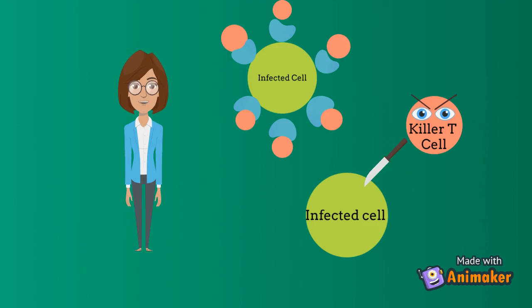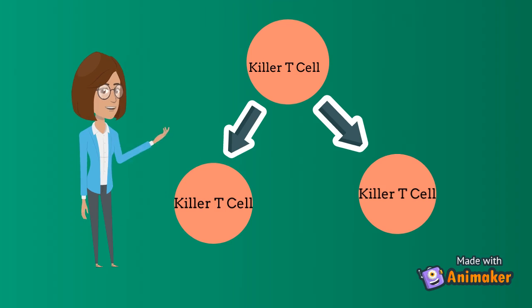The activated killer T cells receive the signals from the helper T cell and then bind to the infected cells and kill them by poking holes in the infected cell. The killer T cell then clones itself so that it will remain active and ready to respond to that specific pathogen when it's seen again.